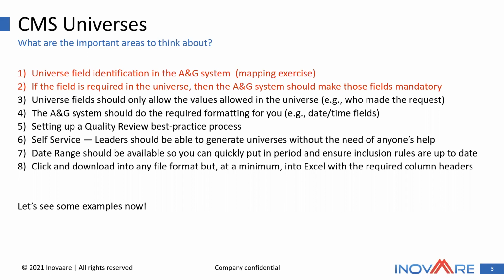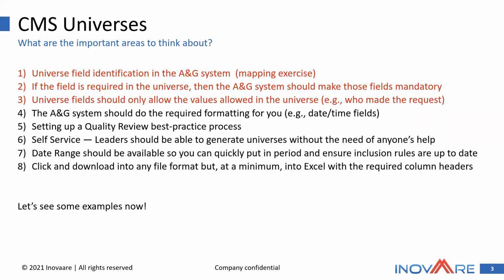The next one is very closely coupled with that last one, and that is universe fields should only allow the values allowed in the universe. A good example of this would be who made the request. This field is a universe field, and you don't want the system to allow a user to put anything like Papa John instead of B&R, because there's really no point of allowing values in your workflows during the input process that would not be allowed in the universe itself. The fields that work really well in this case would be drop-down fields, because then they could select the exact values that the universe itself requires.